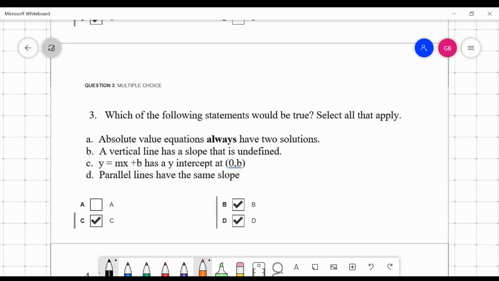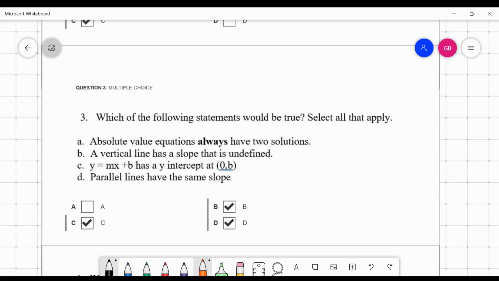Which of the following statements would we choose? Select all that apply. Absolute value equations always have 2 solutions. It's not always, because it could be no solution or it could be 1 solution. A vertical line has a slope that's undefined. That's true. Okay. Vertical lines have a slope that's undefined. Y equals mx plus b has a y-intercept at 0, comma b. That's correct. This is the y-intercept. Parallel lines have the same slope. That is true as well. So this one has 3 answers, B, C, and D.